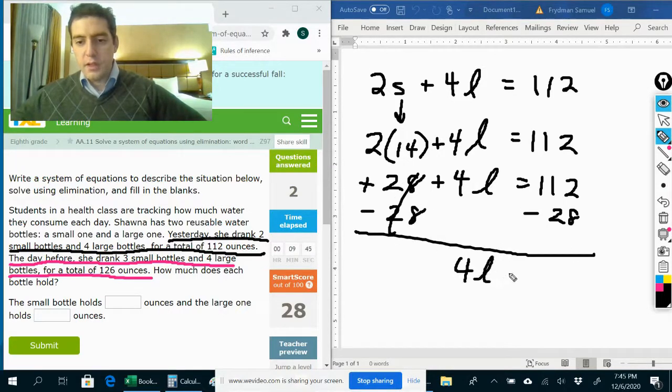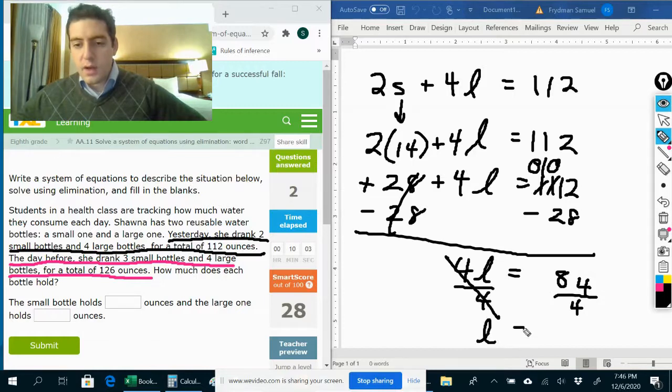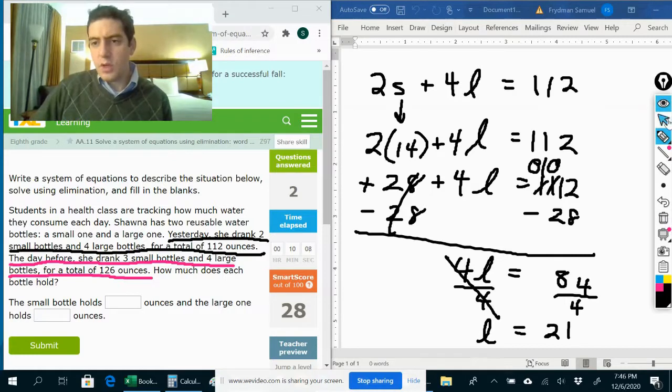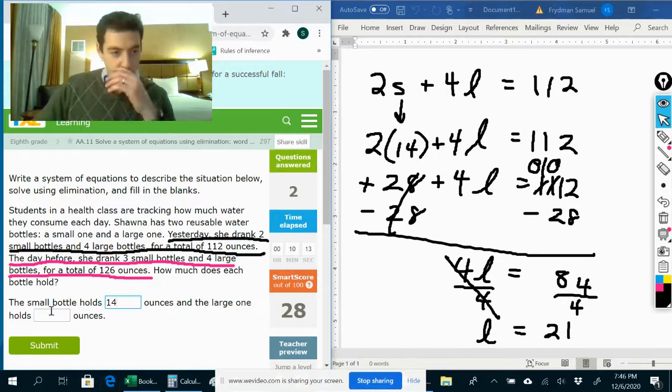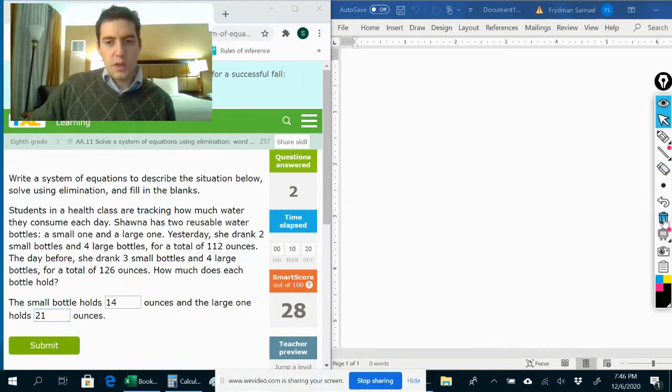I have 4L here equals, can't take 8 away from 2, borrow from the 1, that becomes a 0, put a 1 here, 12 minus 8 is 4, can't take 2 away from 0, borrow from this one, that becomes 0, put a 1 here, 10 minus 2 is 8, and then divide both sides by 4 to get rid of that, and that's going to give us 21. Okay, so what did we say? We said that S was 14 and L was 21.